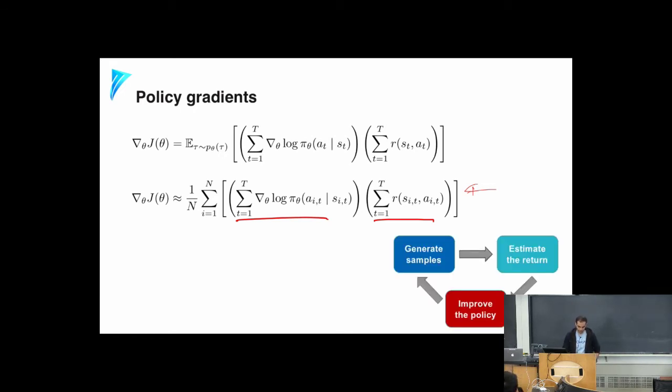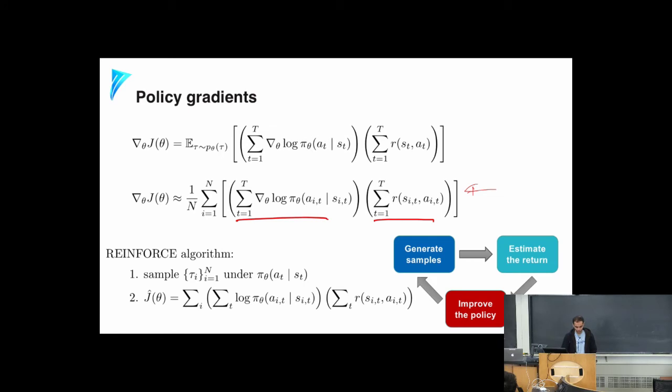So again, we iterate between generating samples, estimating the returns, and improving the policy. And the simplest possible algorithm here would be called REINFORCE, which does pretty much this. In the first step, we collect the trajectories. In the second step, we compute the surrogate loss function that adds these log probability terms. And then in the final step, we just make a step on the parameters.